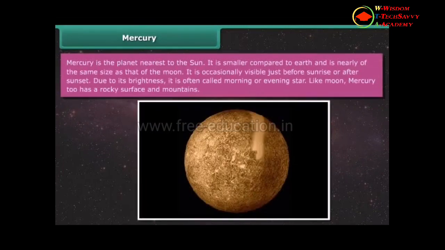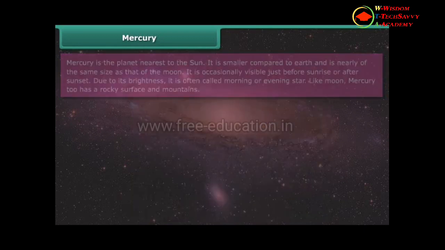Mercury is the planet nearest to the Sun. It is smaller compared to Earth and is nearly of the same size as that of the Moon. It is occasionally visible just before sunrise or after sunset. Due to its brightness, it is often called morning or evening star. Like Moon, Mercury too has a rocky surface and mountains.